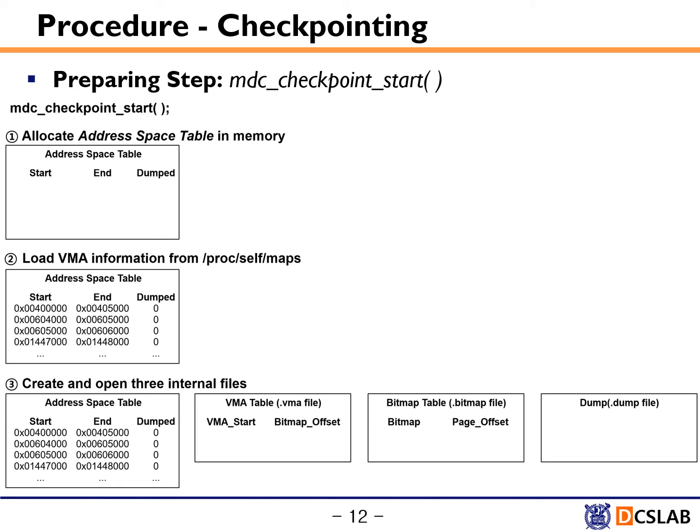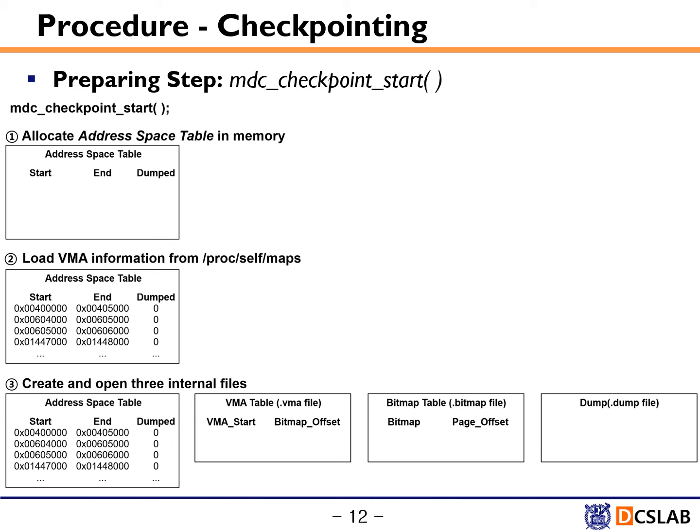When an application calls the MDC checkpoint start function call, MDC prepares several things for internal use before checkpointing. First, it allocates an address space table in memory, then loads the VMA information into the table. Each row of the address space table is associated with a VMA, containing the start and end address of the VMA and a dump flag, which indicates whether this VMA needs to be memory dumped at the end of checkpointing.